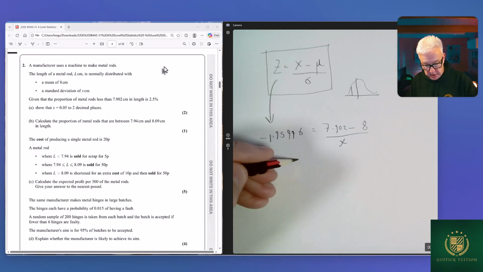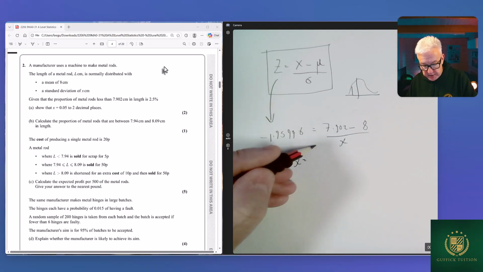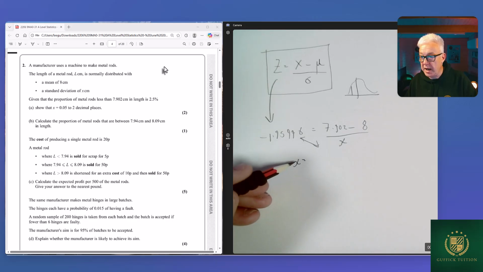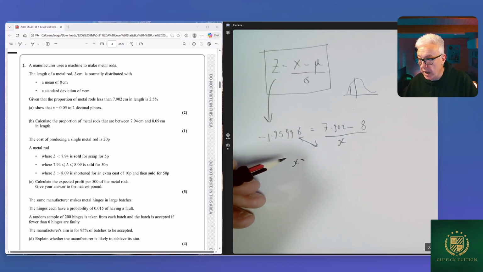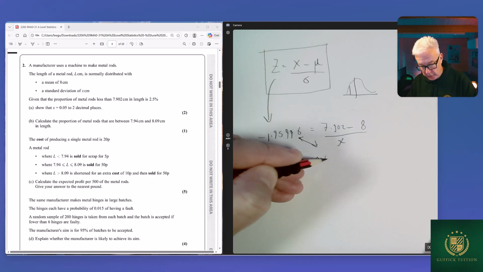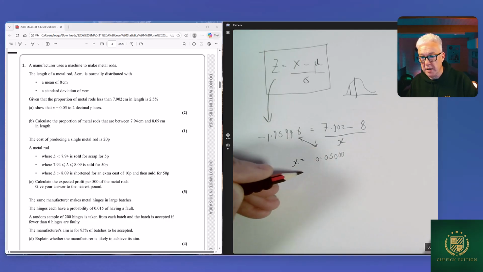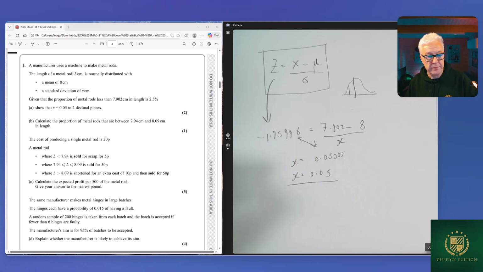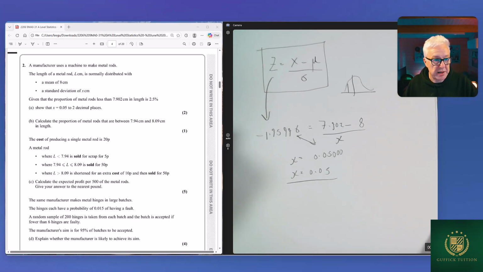When we rearrange that and swap those over, putting that underneath and the X there, we work out that X turns out to be 0.05000. So X is equal to 0.05. Perfect. So we found out what the standard deviation is.